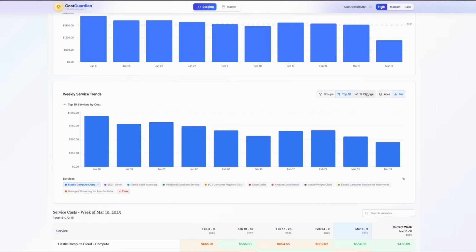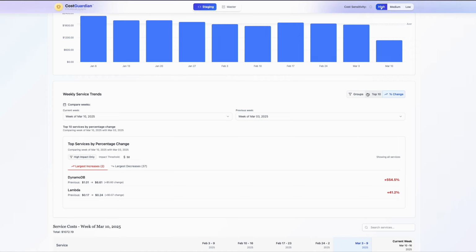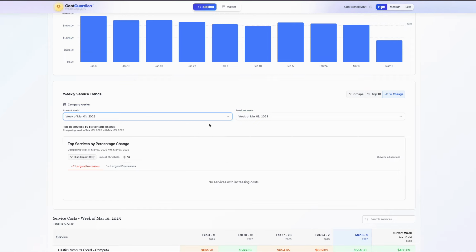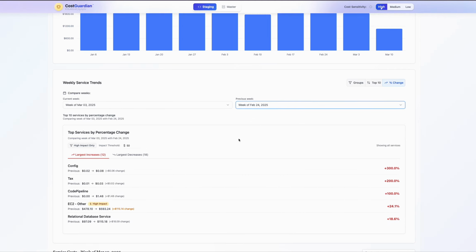Then the next part is the percentage change part. What happens is you don't want to look at all the services or the top 10 services. You want to look just for services where the cost has spiked up, and all you want to look at is the percentage change. So let's do a comparison between 2 weeks and see how much the cost has increased. In this case, we have sorted by percentage. You can see there is a 300% cost increase for Config, but the change was very minor.